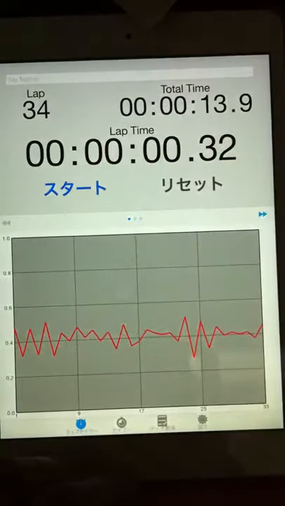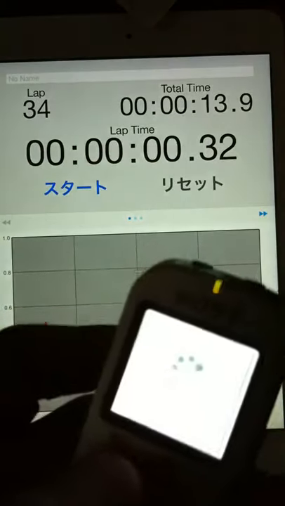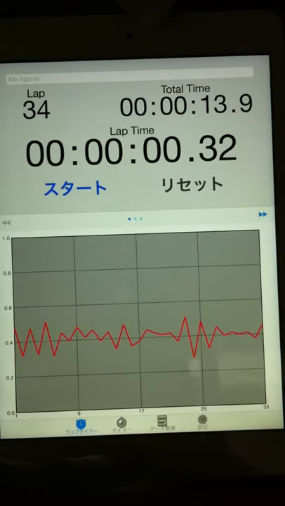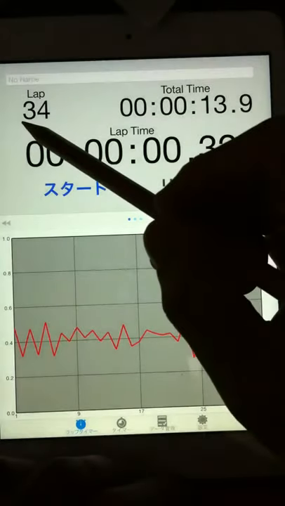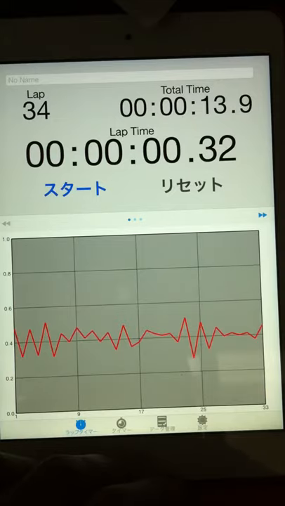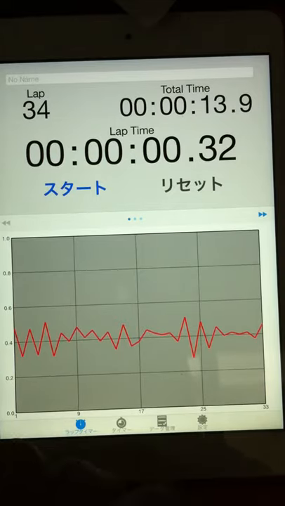1, 2, 3, 4. Today's tempo is 139, divided by 2, multiplied by 34, equals 82. 0.82 seconds for 1 beat.